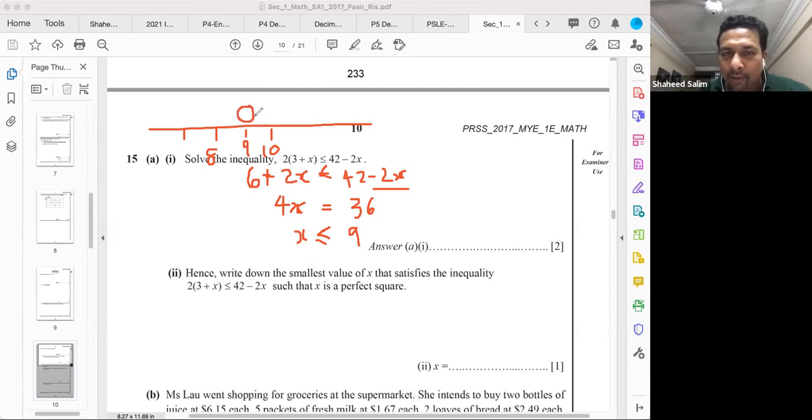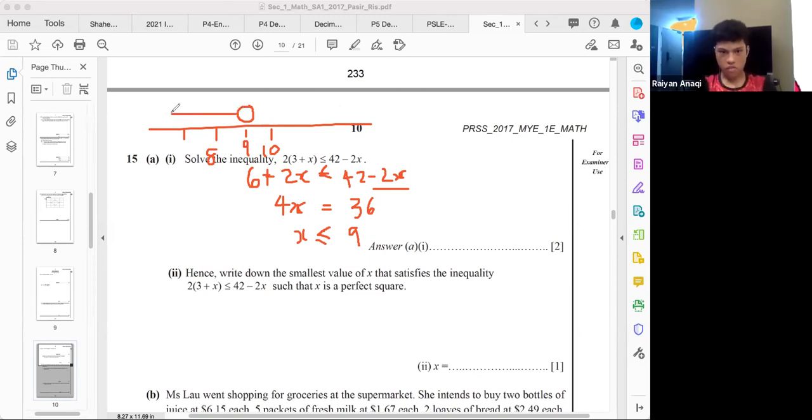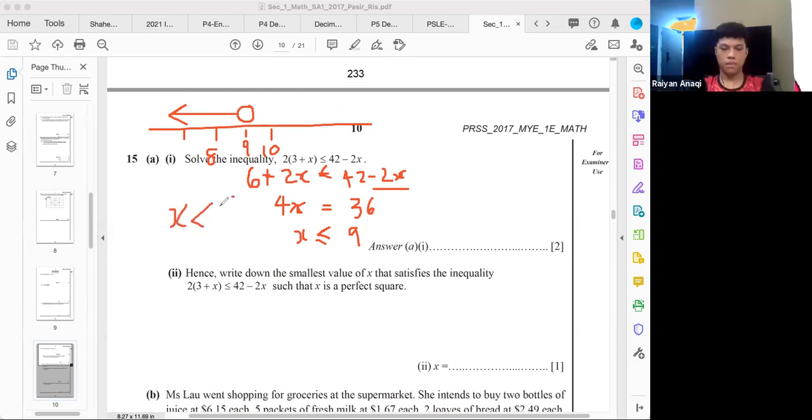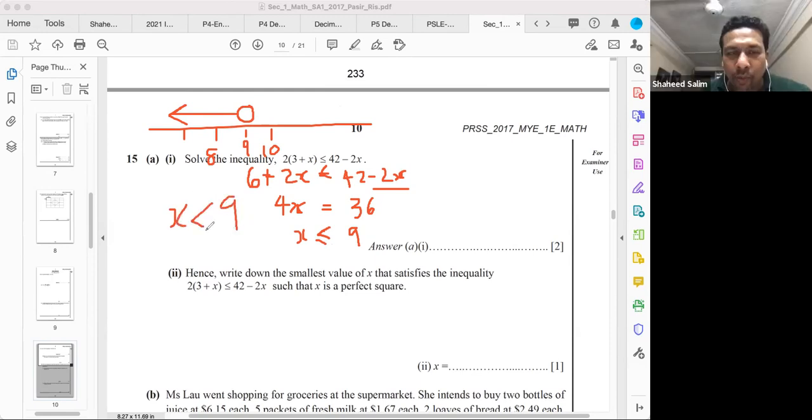But now, less than 9, does it go this way or the other way? Left or right? Left. This way. Yes, correct. So if you write it like that, you are saying that x is smaller than 9. So if you want to make it equal also, you have to shade.